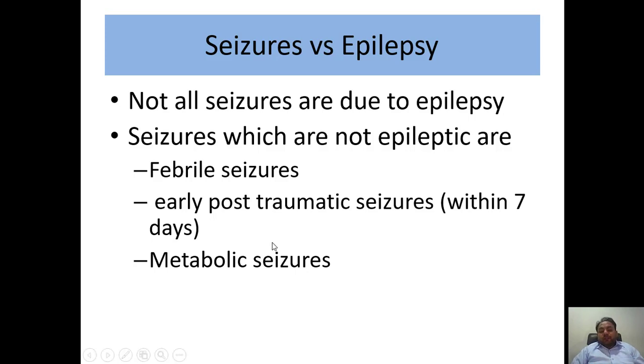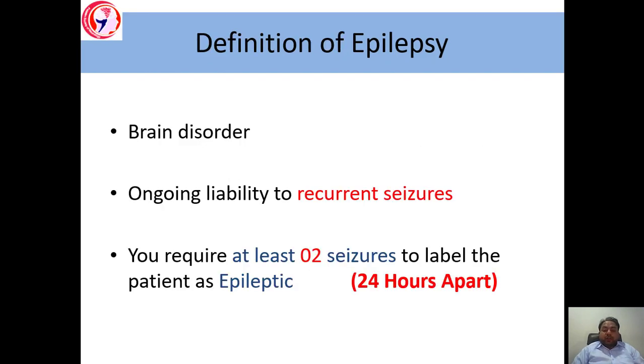There are metabolic seizures, for example, seizures due to hypercalcemia or hypocalcemia. Hyponatremia can lead to seizures. Hypernatremia can lead to seizures. Patients with liver disease or renal disease can have seizures. Those patients will be labeled as having metabolic seizures, but they will not be labeled as epileptic patients, because according to the definition, the patient must have recurrent unprovoked seizures.